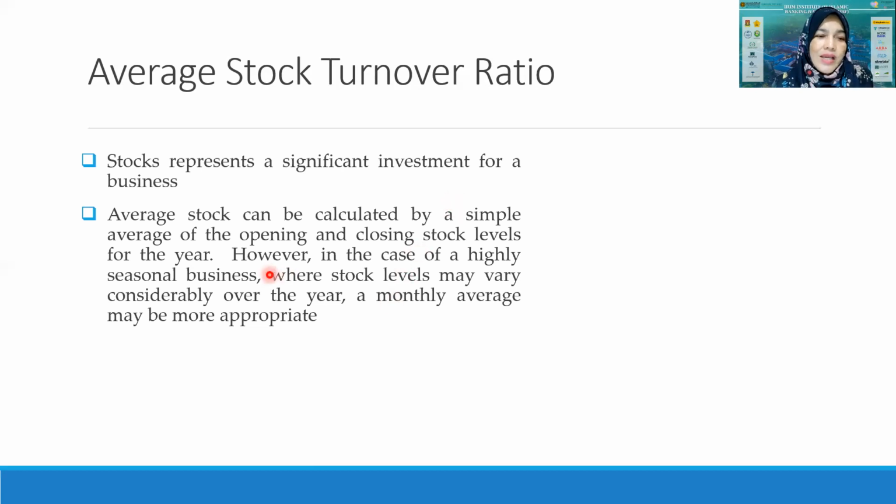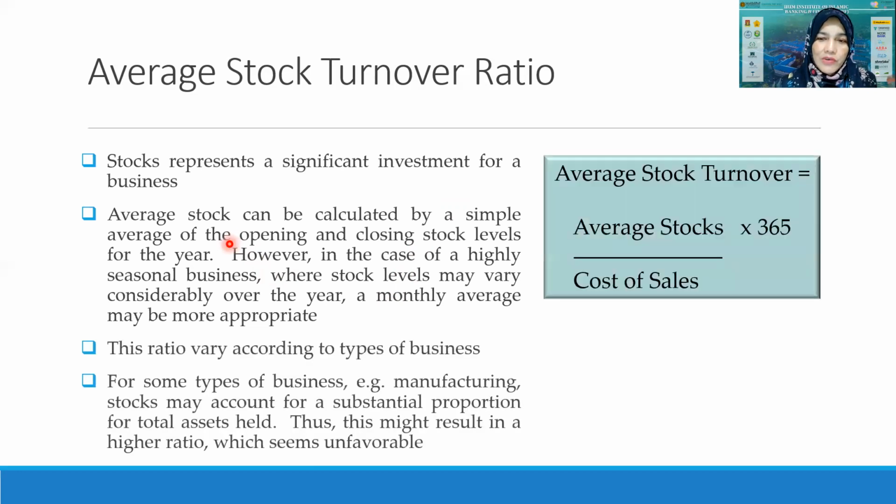Okay, so the formula is using average stock. What does average mean? Average stock can be calculated by the simple average, taking the opening and closing stock levels for the year. So we get the figure from the beginning period and the end period, add them together, and then divide by 2. So that's the average.